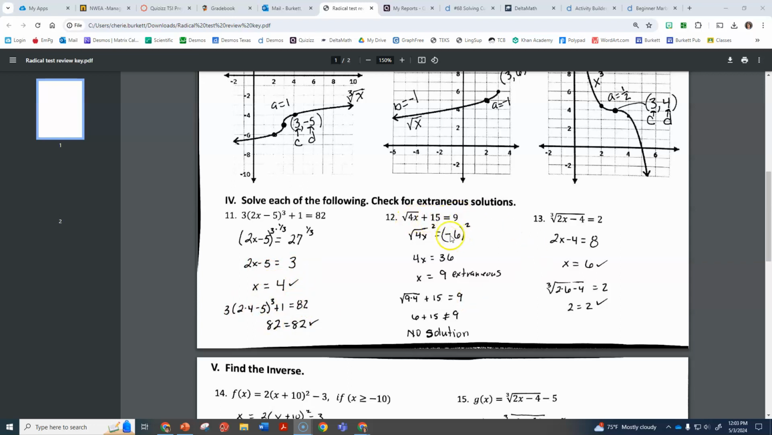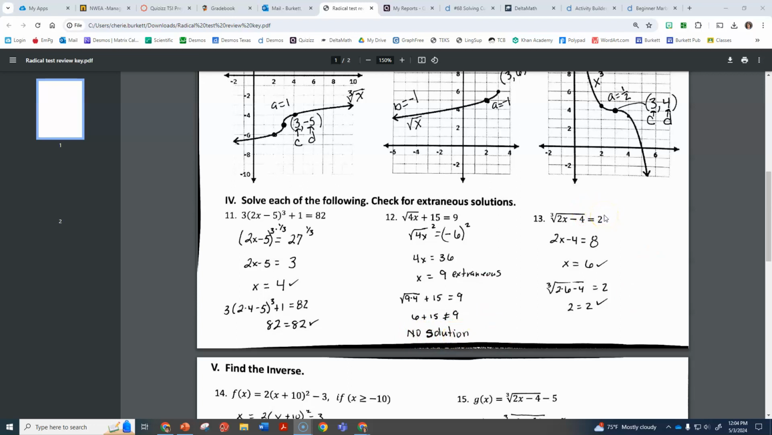-15 from both sides, that's where I got -6. Square both sides, remember -6 squared is a positive 36. Divide both sides by 4, plug it back in and check it. And 9 times 4 is 36, the square root of 36 is 6. 6 plus 15 does not equal 9. So this one, the x equals 9 is an extraneous solution, so my actual answer would be no solution.